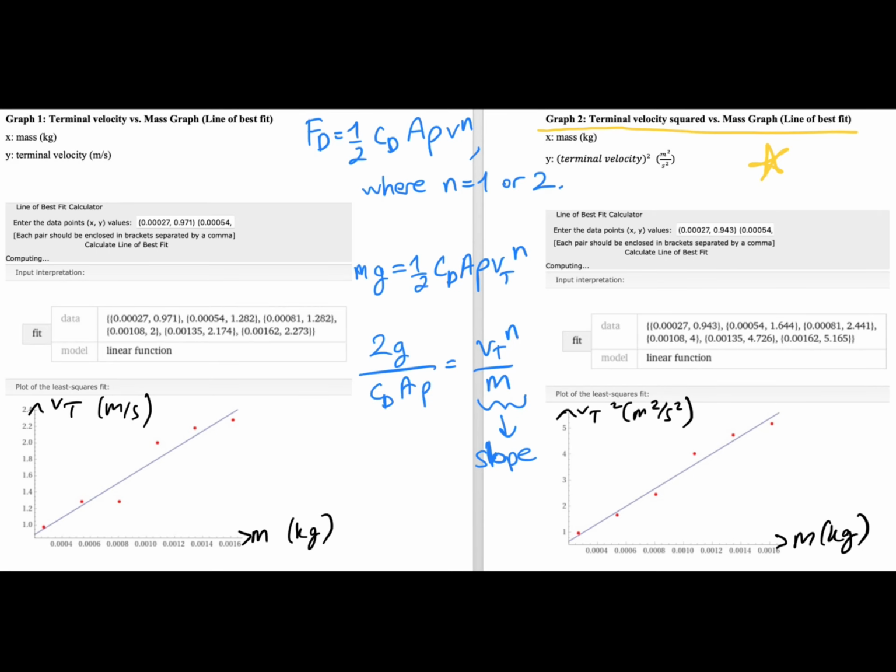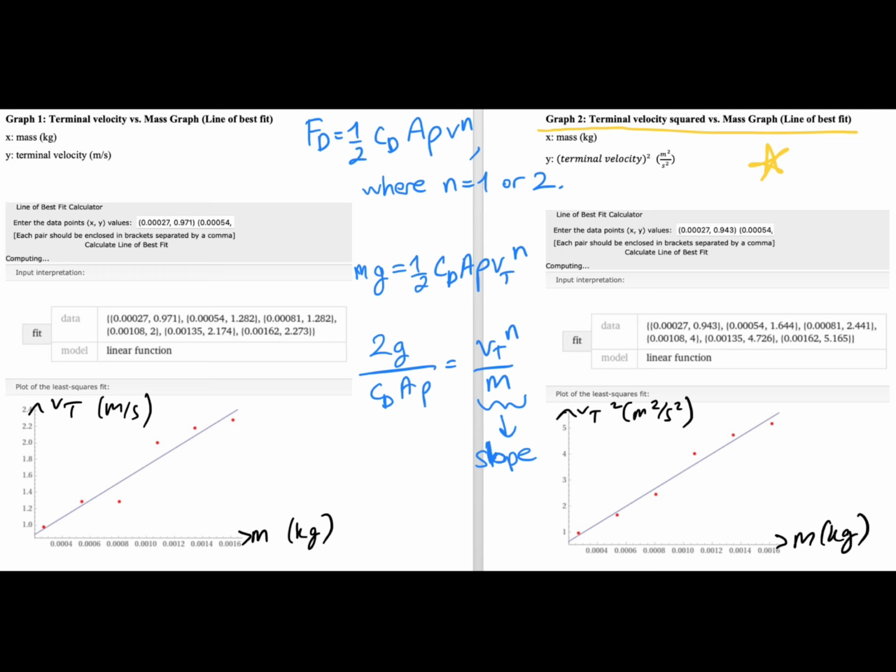To interpret the graphs, we need some theory. Force of drag is proportional to either velocity or velocity squared. We have to choose the appropriate model for this situation. Force of drag can be expressed as 1/2 times the coefficient of drag times the cross-sectional area of the falling object times the density of air times velocity to the n power, where n equals either 1 or 2.